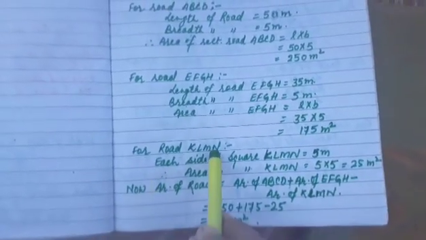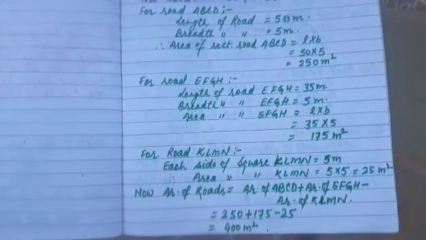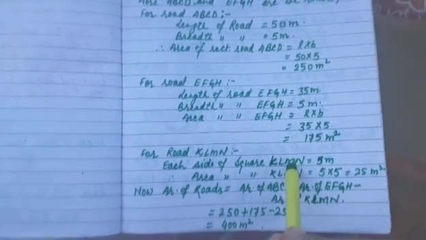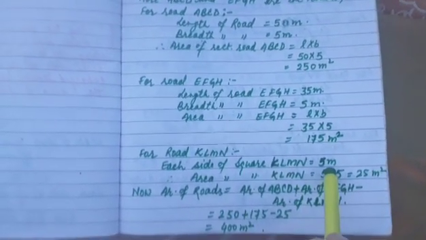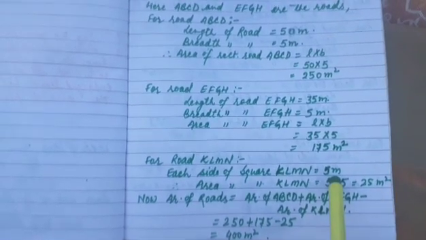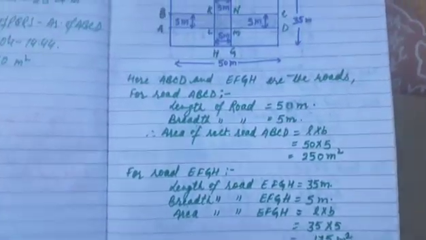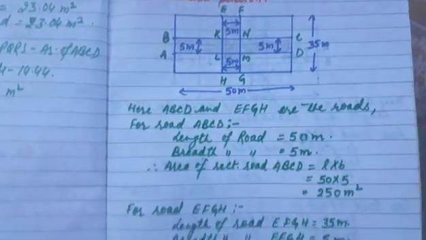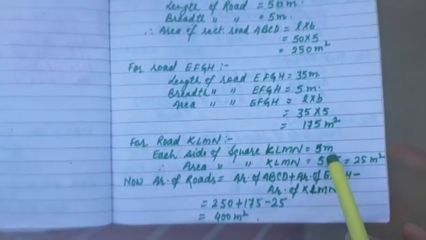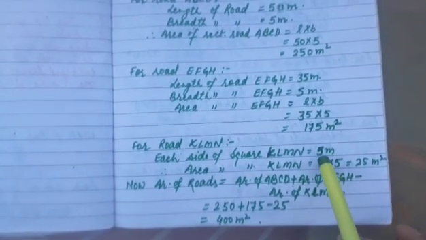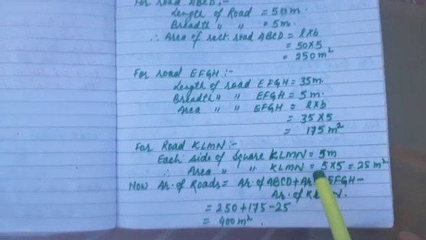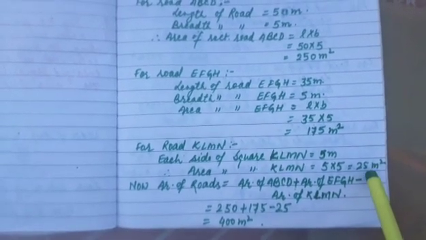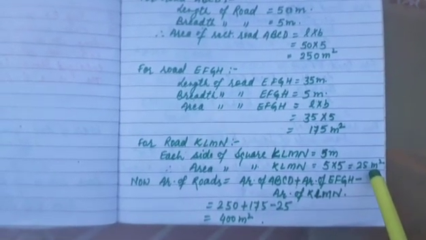Now for KLMN, each side of this square KLMN is 5 meter, because the width is 5 meter. It is in the shape of a square. Therefore each side of this square is equal to 5 meter, and the area becomes 5 into 5, that is side into side, which is equal to 25 meter square.